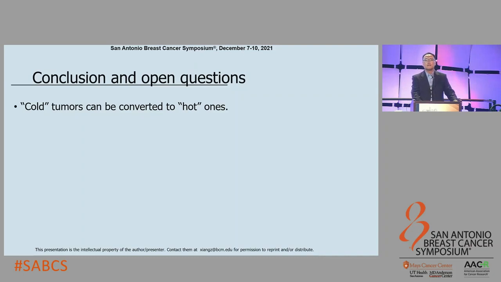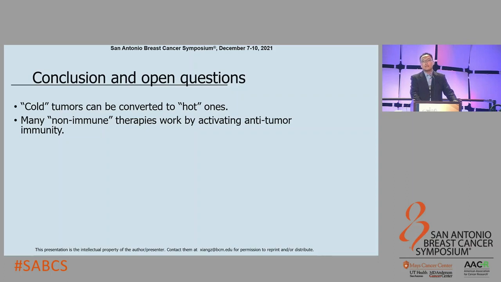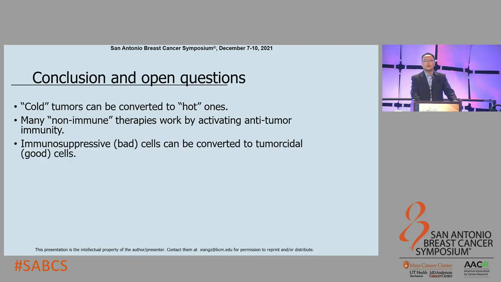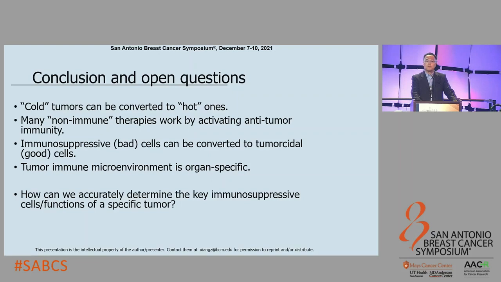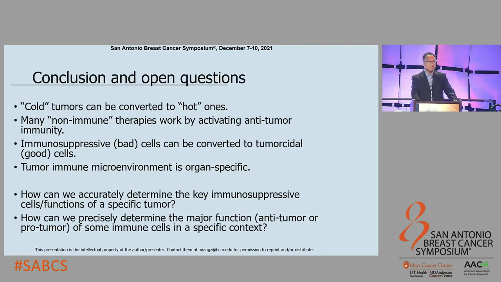To conclude this session, we know that cold tumors can be converted into hot ones. And many non-immune therapies actually work by activating anti-tumor immunity. And we can convert the bad immune cells into good immune cells, if we can recognize the mechanism underlying why they're bad. Also, the tumor immune microenvironment might be organ-specific, as highlighted in the NK cell in the liver study. It also poses challenges. I would summarize the challenges, in my mind, into these two questions.